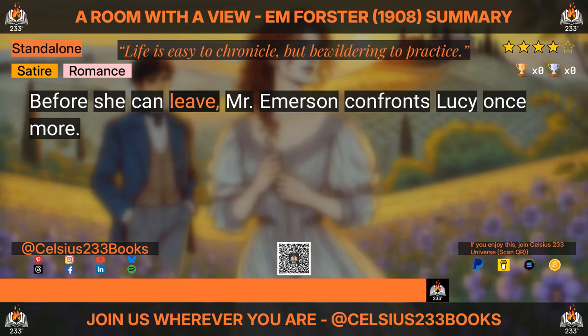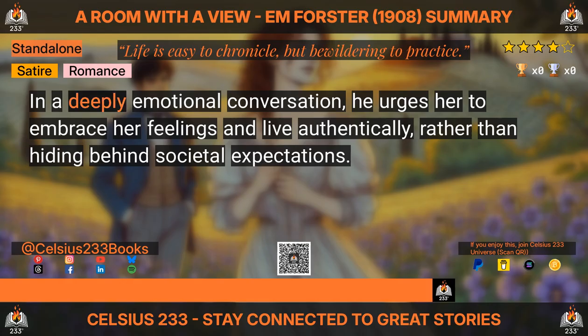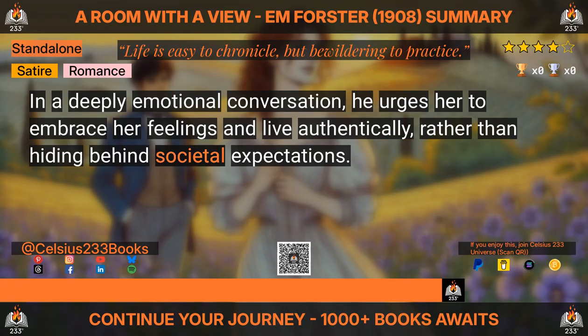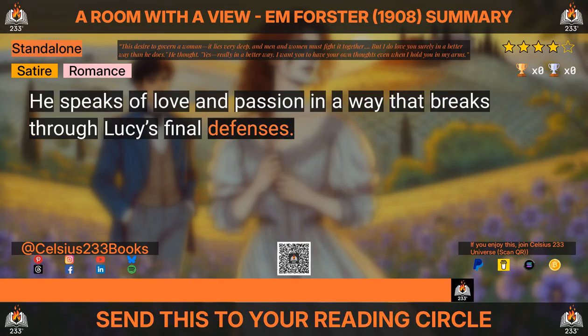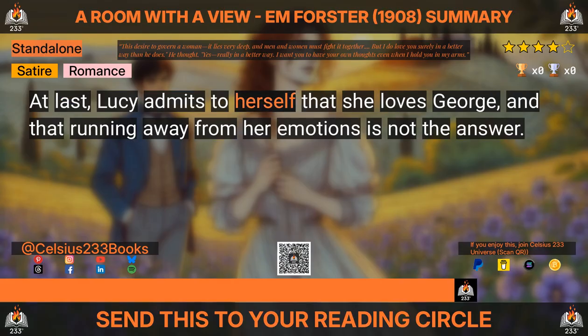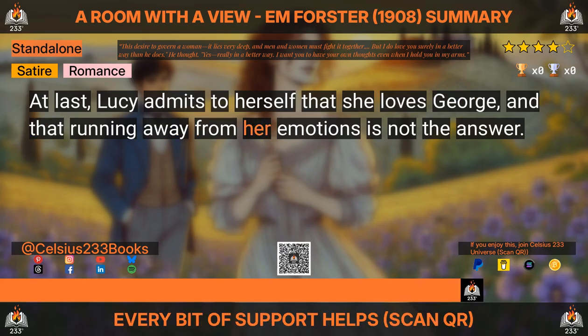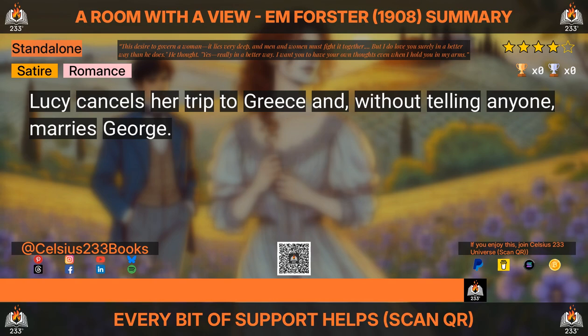Before she can leave, Mr. Emerson confronts Lucy once more. In a deeply emotional conversation, he urges her to embrace her feelings and live authentically, rather than hiding behind societal expectations. He speaks of love and passion in a way that breaks through Lucy's final defenses. At last, Lucy admits to herself that she loves George and that running away from her emotions is not the answer. Lucy cancels her trip to Greece and, without telling anyone, marries George.